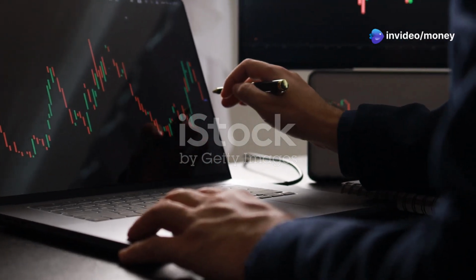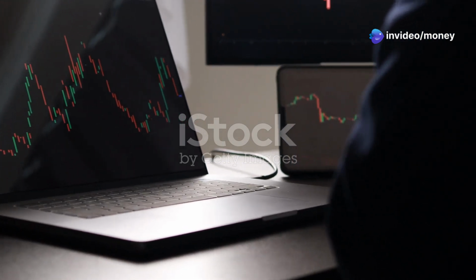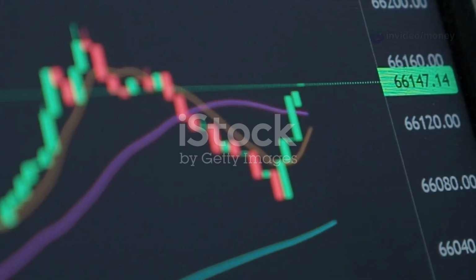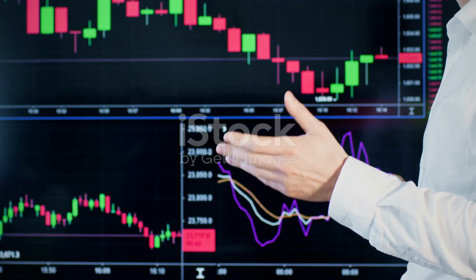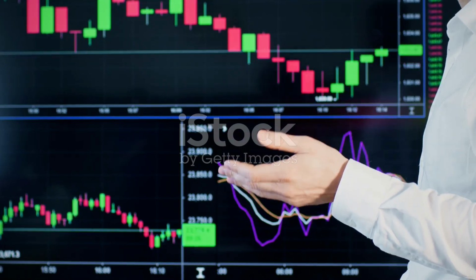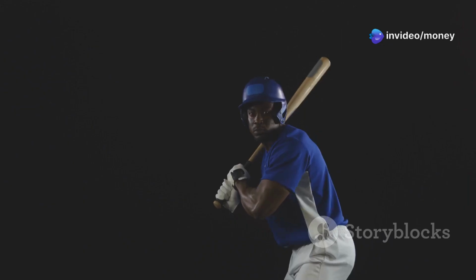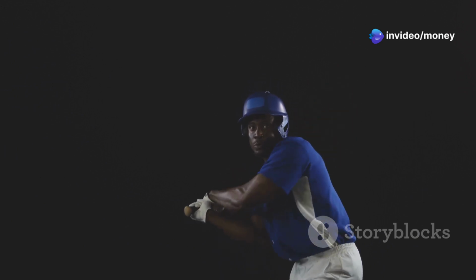Moving averages are like the cool kids in the world of technical analysis. They smooth out price data, creating a trend-following indicator. Basically, a moving average tells you the average price over a certain period. Think of it like this. It's the stock's batting average.